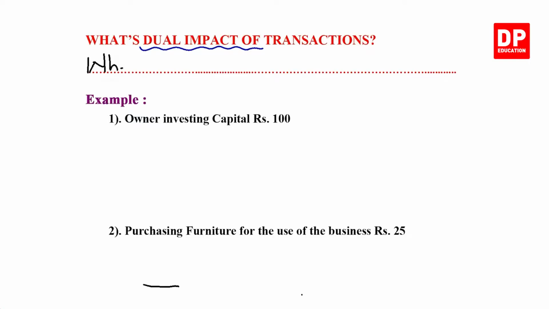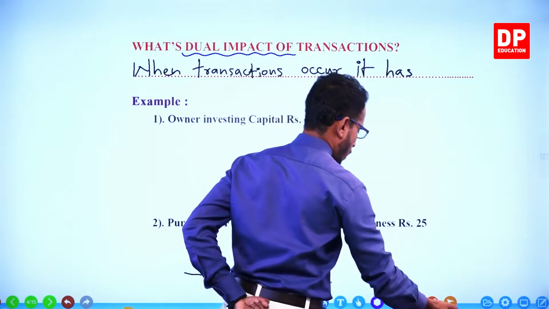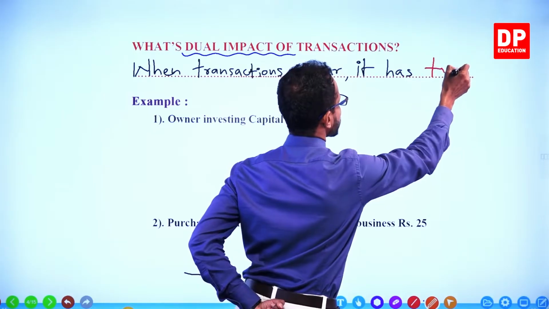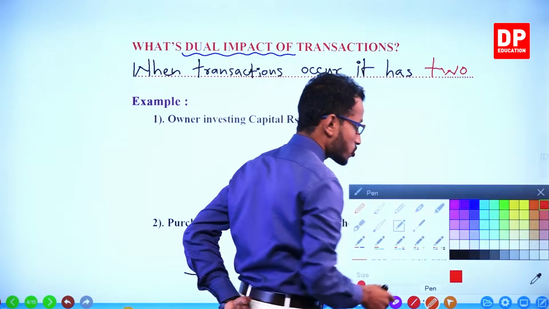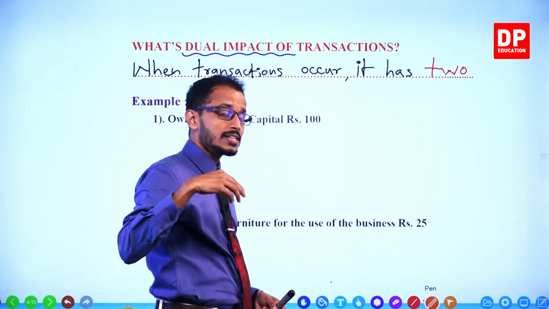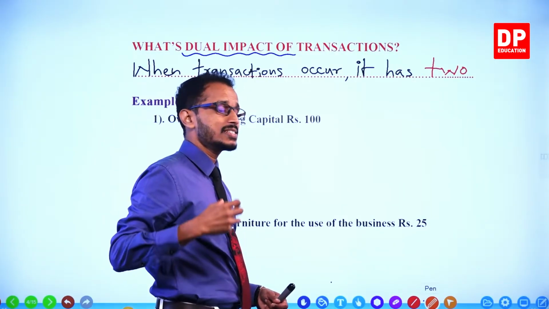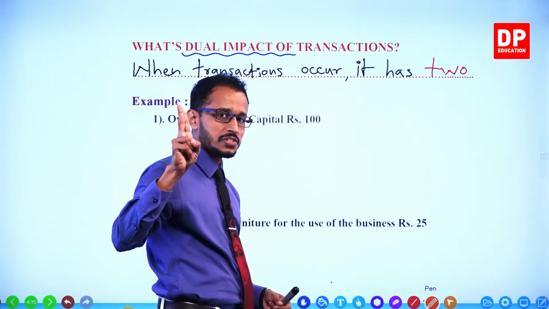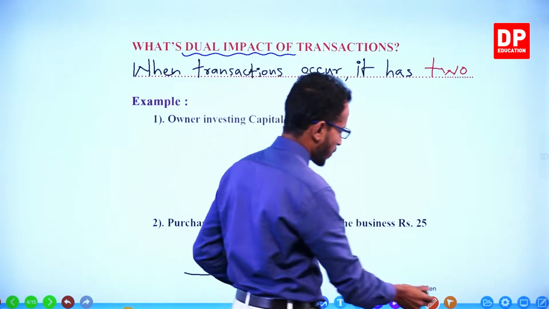When transactions occur, it has two. I'm going to write two with a special color because these two effects are the base here. That is the factor which you should keep in mind. Every transaction has two effects. Okay?